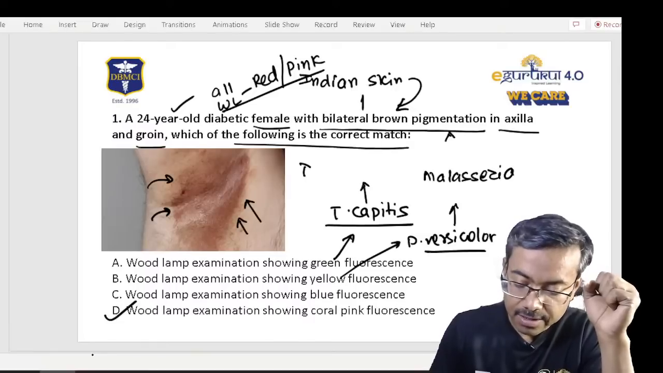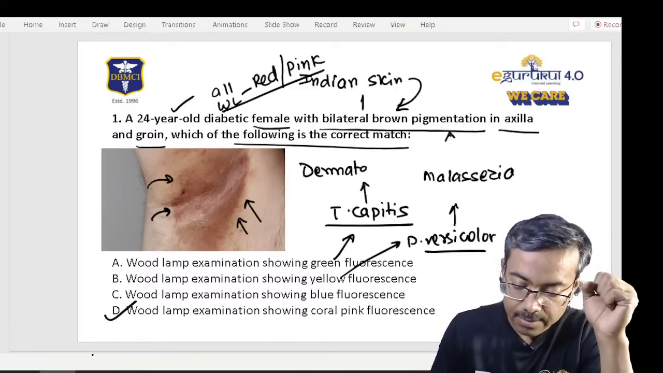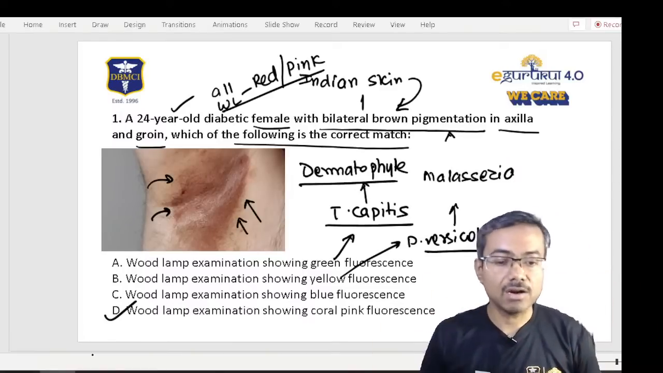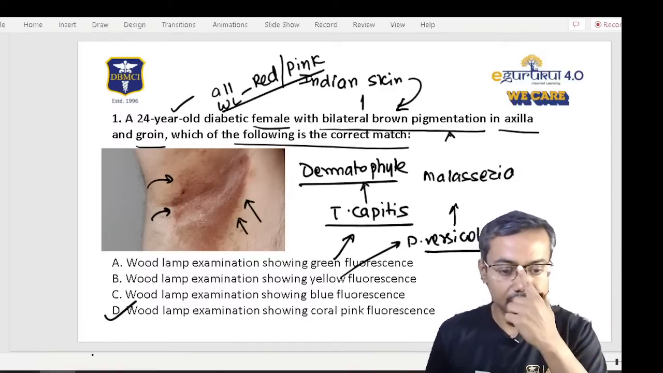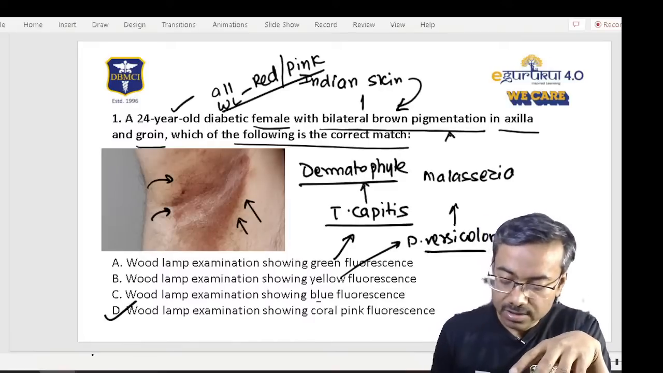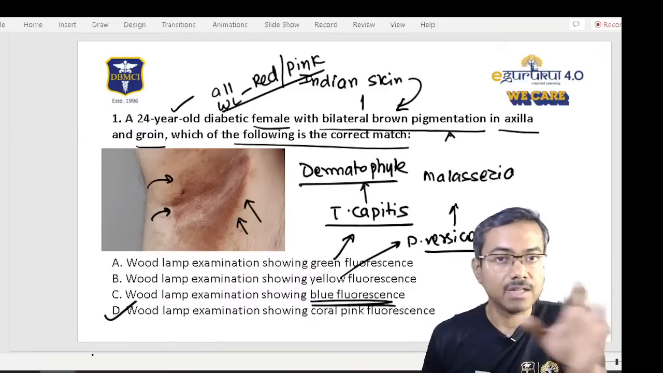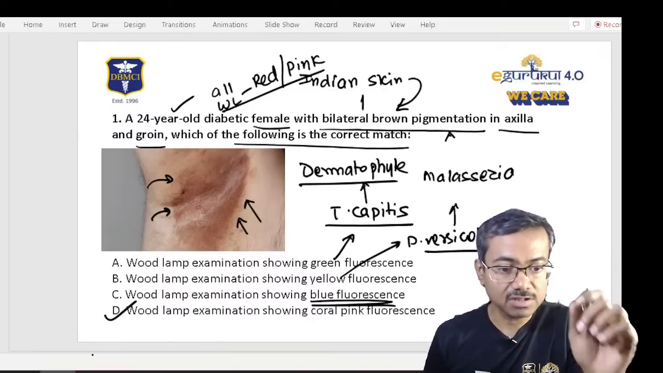And tinea capitis is a dermatophyte disease. We'll discuss that later on. So I'm trying to cover the lateral topics also. Pityriasis versicolor. Blue, this is normal. The Wood's lamp itself is blue, so the color blue doesn't mean anything. It's just going to be a normal thing. So the first point you have to understand is this.